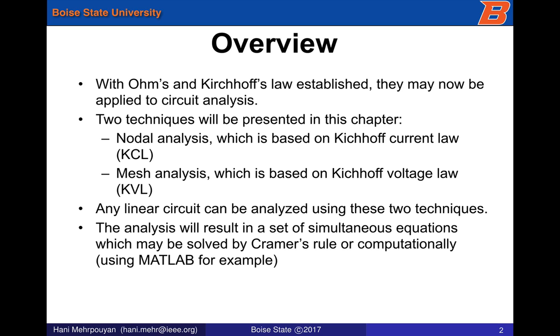Now, what we will end up getting after we perform these analyses is a set of linear equations that we need to solve. Obviously, these sets of linear equations can be solved using either Cramer's rule, or you can use MATLAB or other software that can solve matrices. And we will get there and present some of these results later.